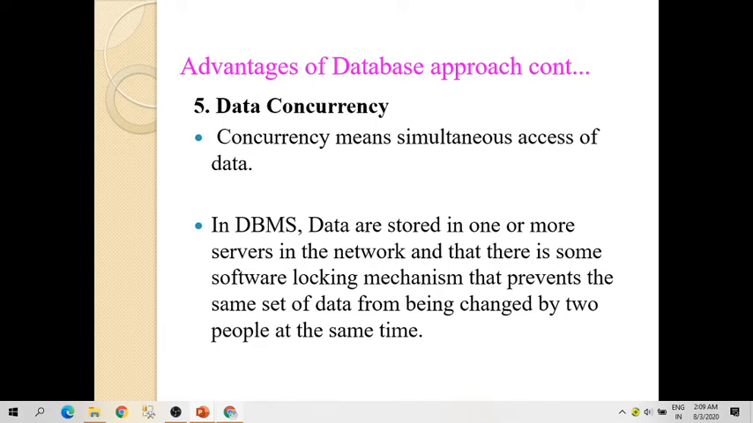That is concurrency. In DBMS, data are stored in one or more servers in the network, and there is some software locking mechanism that prevents the same set of data from being changed by two or more people, and so the access can be done, and so we can say that it is concurrency. Simultaneous access has been done, so hence concurrency is being maintained.